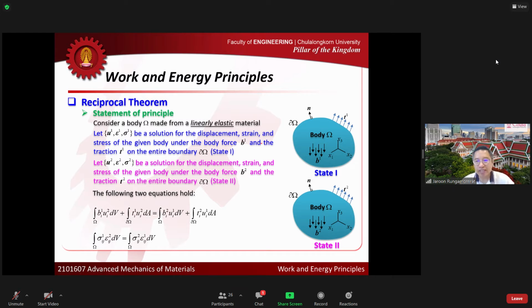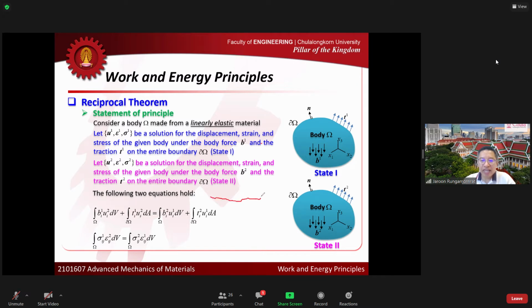How can we prove this? We can use principle of virtual work and also the principle of complementary virtual work. Okay. I will not show the proof here. You can go back and think about how to prove this. Okay.